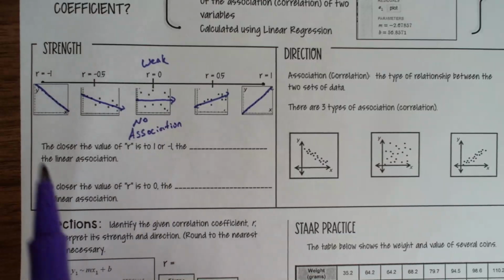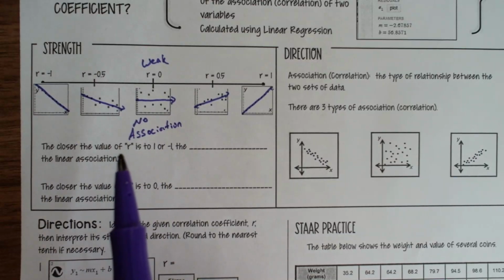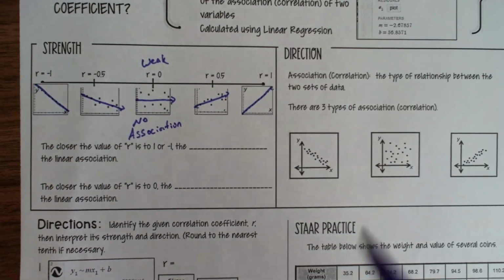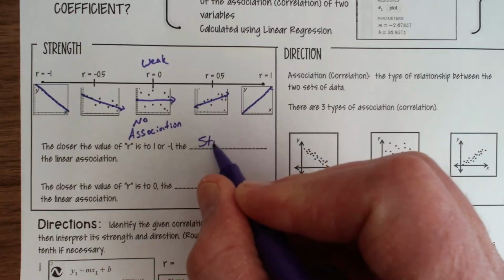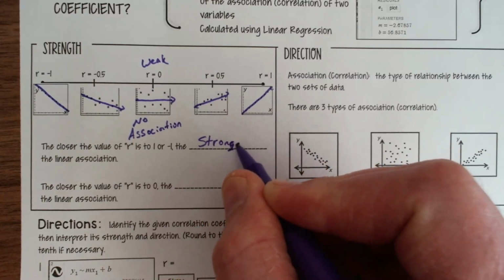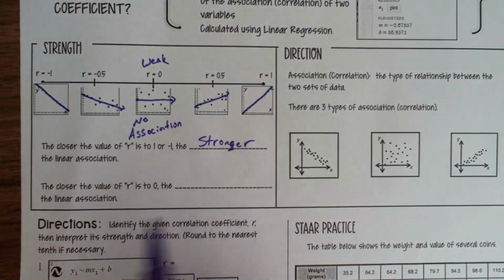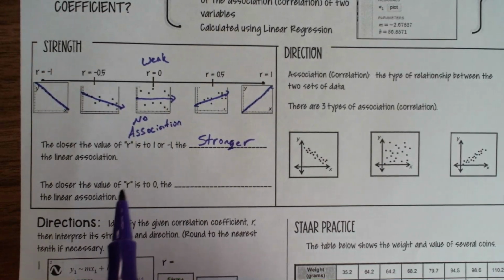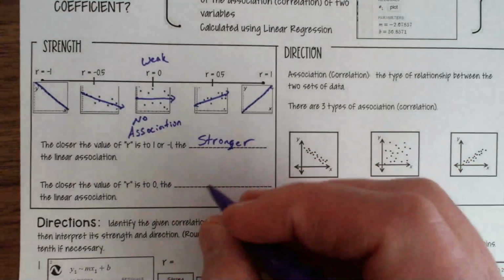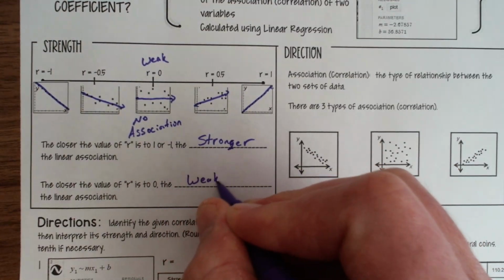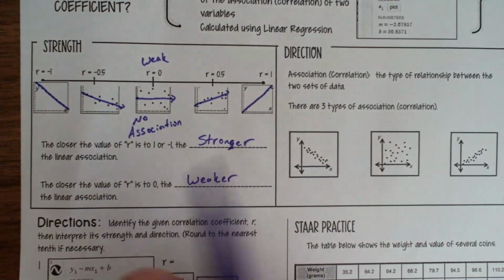So I'm going to go ahead and say no association, meaning the data is not supporting any sort of association between these two things. The closer the value of R is to either 1 or -1, the stronger the linear association. The closer the value of R is to 0, the weaker the linear association.